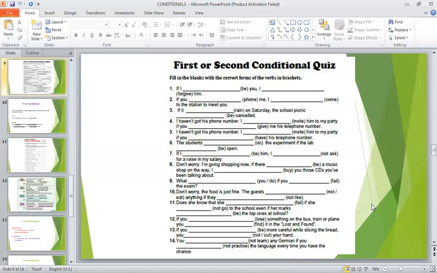I haven't got his phone number. I invite him to my party if you give me his telephone number. So he started the sentence telling me that I haven't got his phone number, so he can't call him because he doesn't have the phone number. I will invite him to my party if you give me his telephone number. So it's possible: if you give me, I'll call him, and so on.